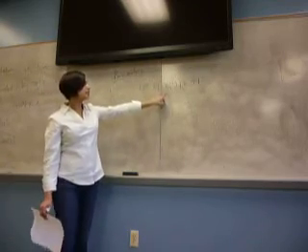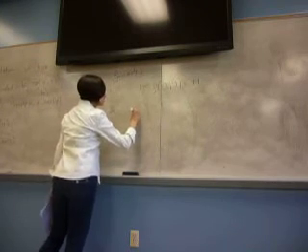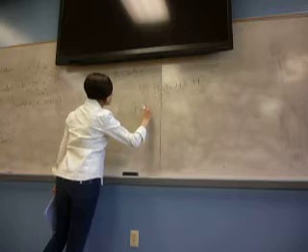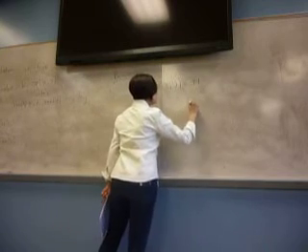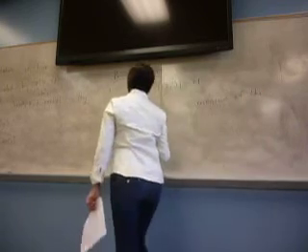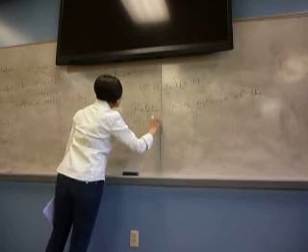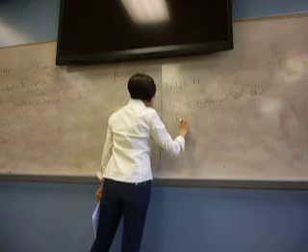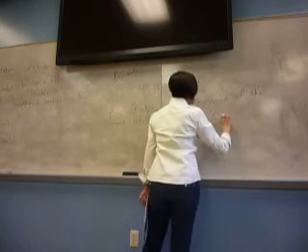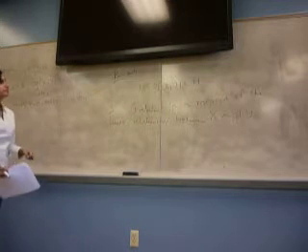Now, maybe I'll put this as a remark. Correlation is a measure of the linear relationship between x and y. So it's not just a measure of a relationship between them, but of how linearly they are related. Okay?